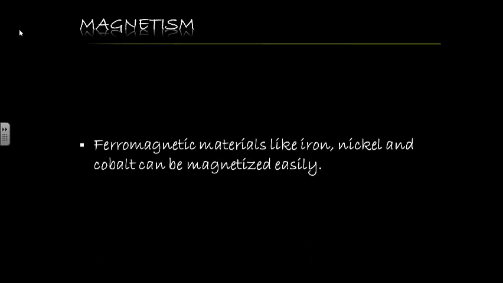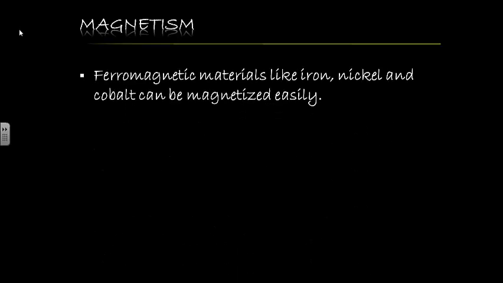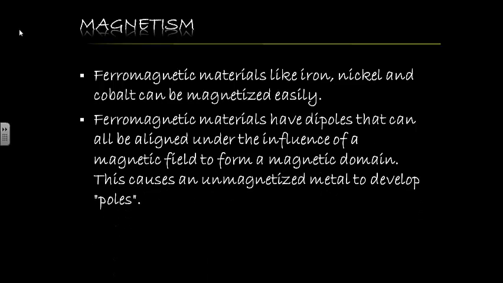So what is magnetism? Well, materials like iron, nickel, and cobalt can be magnetized fairly easily. And we have a scientific theory that models magnetism. And we say that ferromagnetic materials have little dipoles that we pretend are kind of like tiny magnets. And they can all be aligned under the influence of a magnetic field. And if they are aligned, then it causes this material to become magnetized.